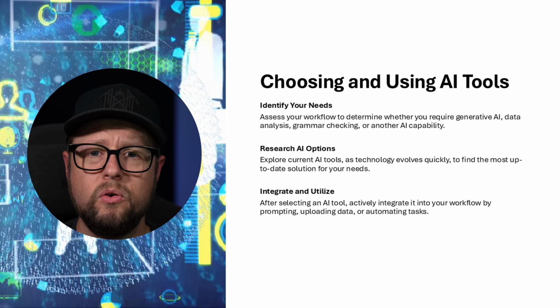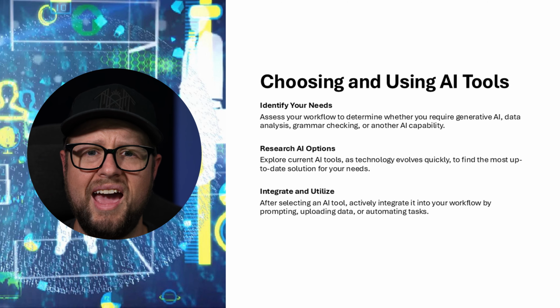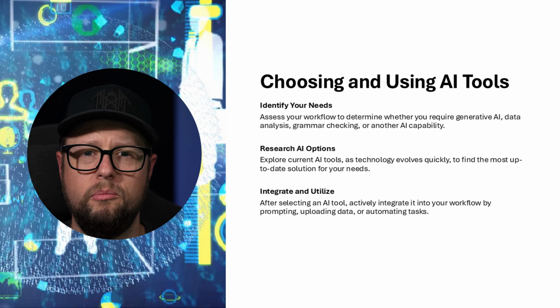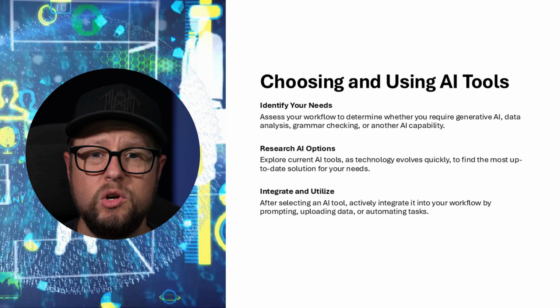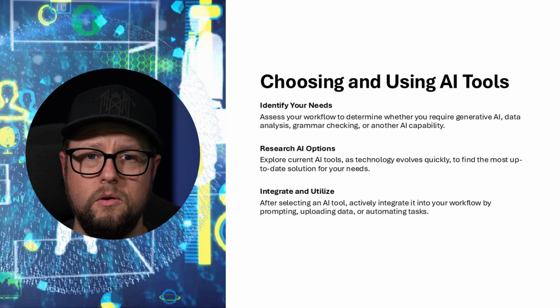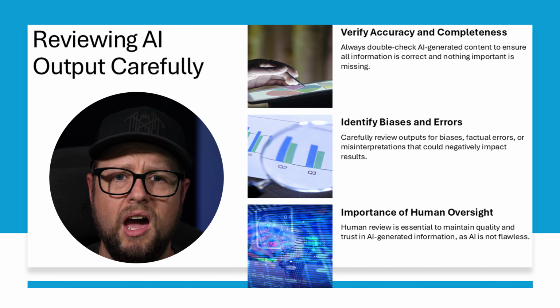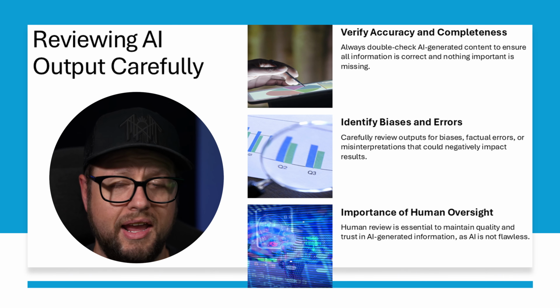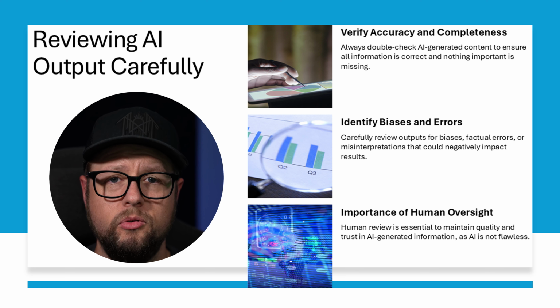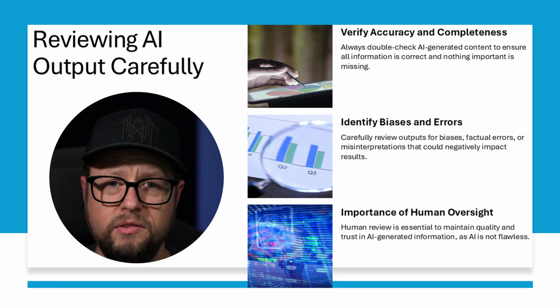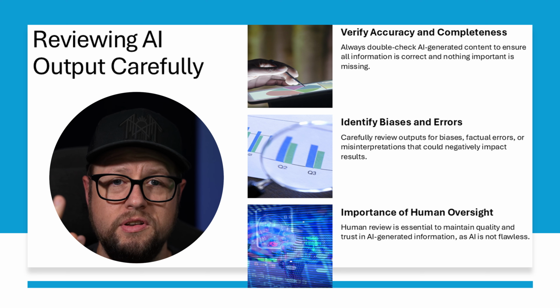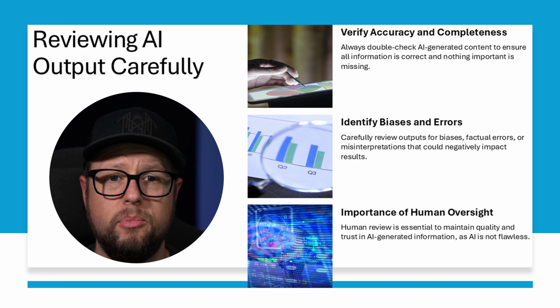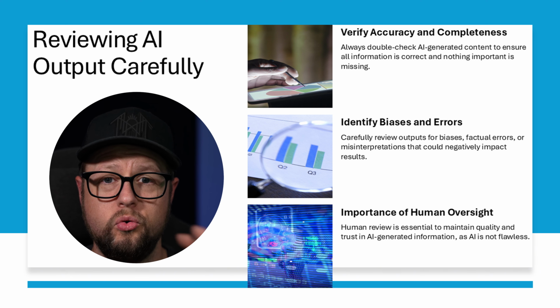Step 4. Integrate the AI. This involves actively using AI to solve your problem, whether by prompting it, submitting data to review, or applying it to your current workflow. Step 5. Review the AI's output. Always, and I cannot stress this enough, always double check the AI's output for correctness, lack of bias, and accurate interpretation. AI is not perfect, and this final review step is crucial.